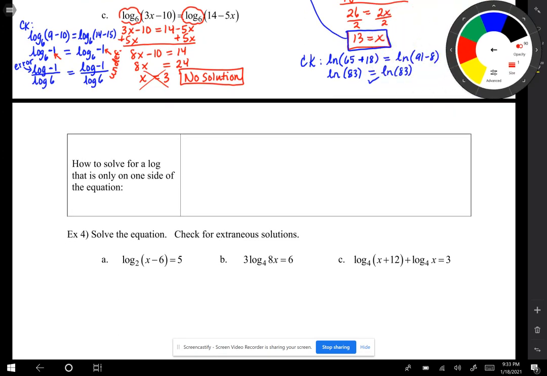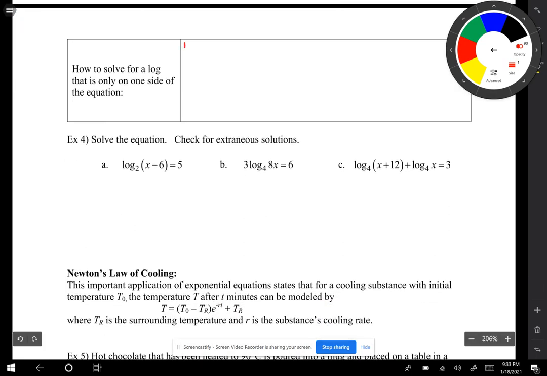How do you solve for a log that is only on one side of the equation? Here's what you do. Step 1: condense the logs. Step 2: get the log by itself. Step 3 is such a crucial step: rewrite the equation in exponential form. Notice I'm going to all caps this.